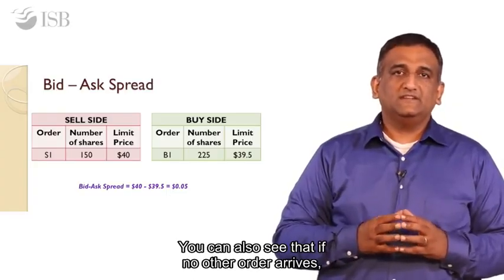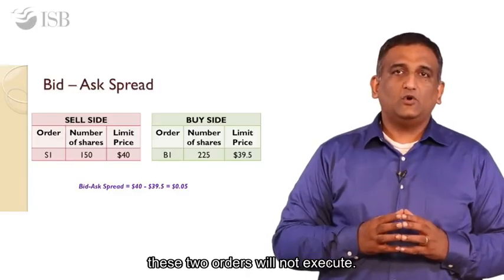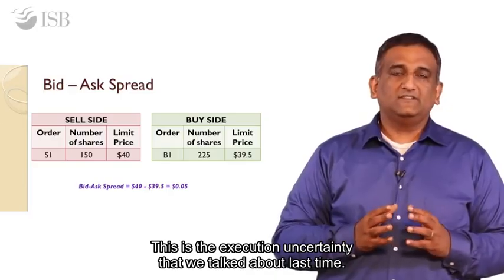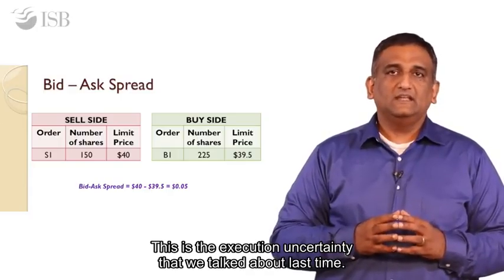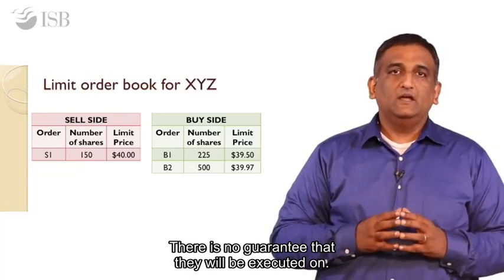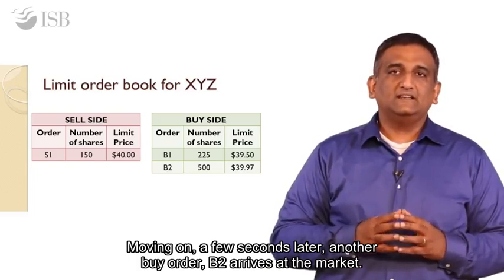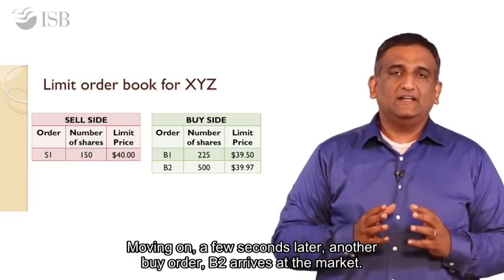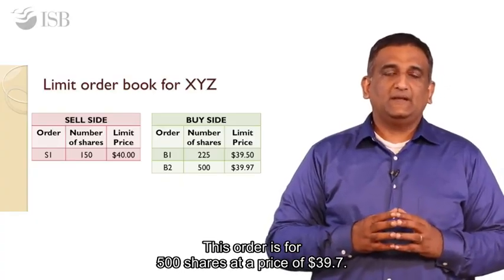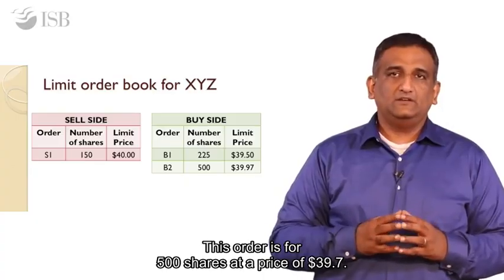You can also see that if no other order arrives, these two orders will not execute. This is the execution uncertainty that we talked about last time. There is no guarantee that they will be executed or filled. Moving on, a few seconds later, another buy order B2 arrives at the market. This order is for 500 shares at a price of $39.97.